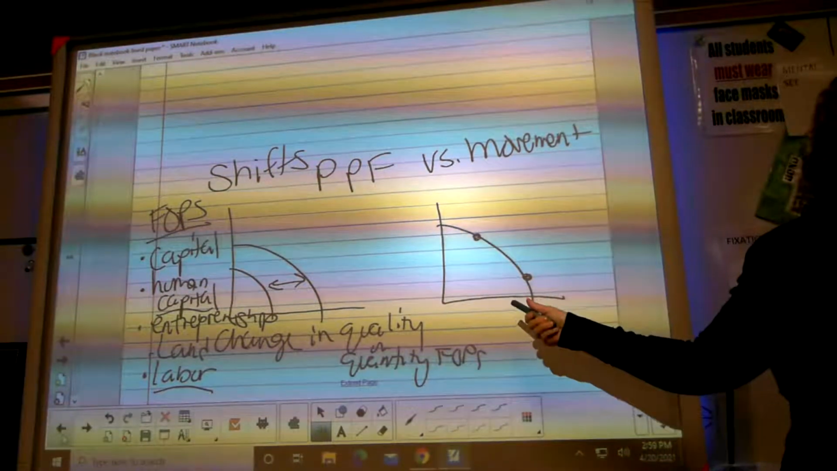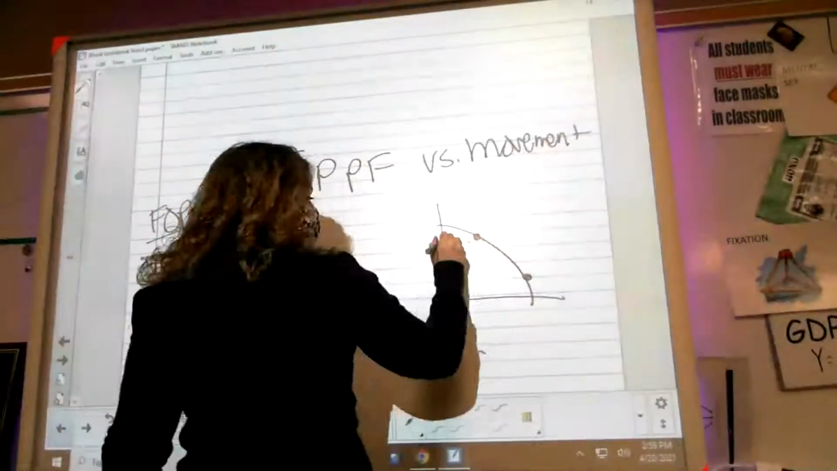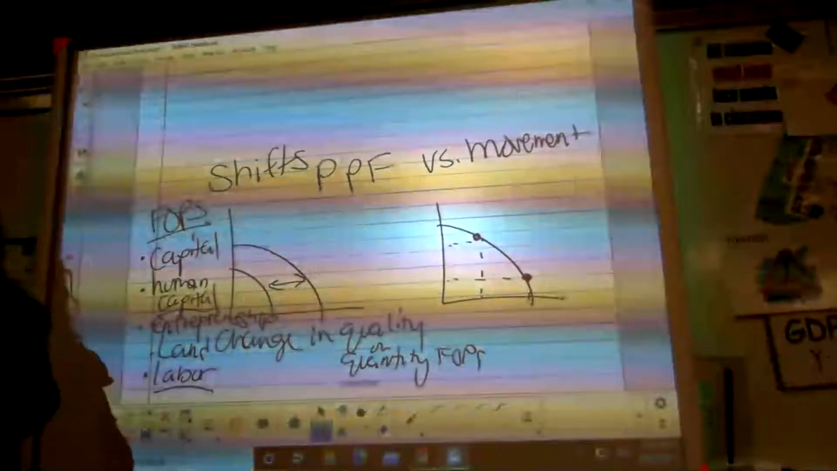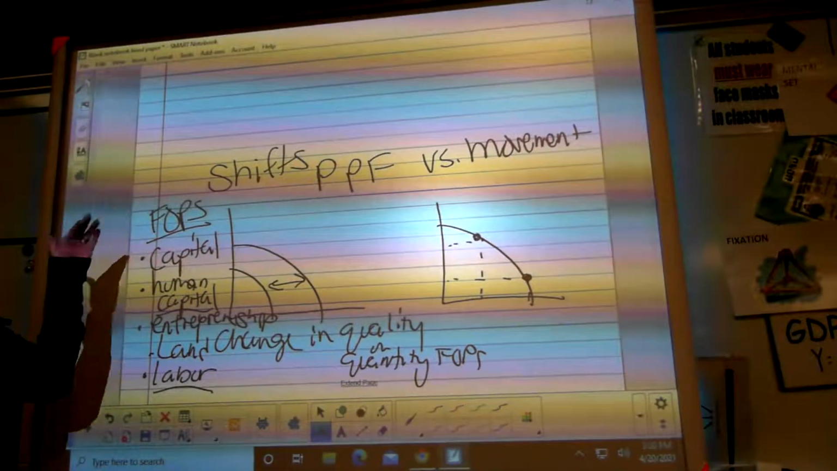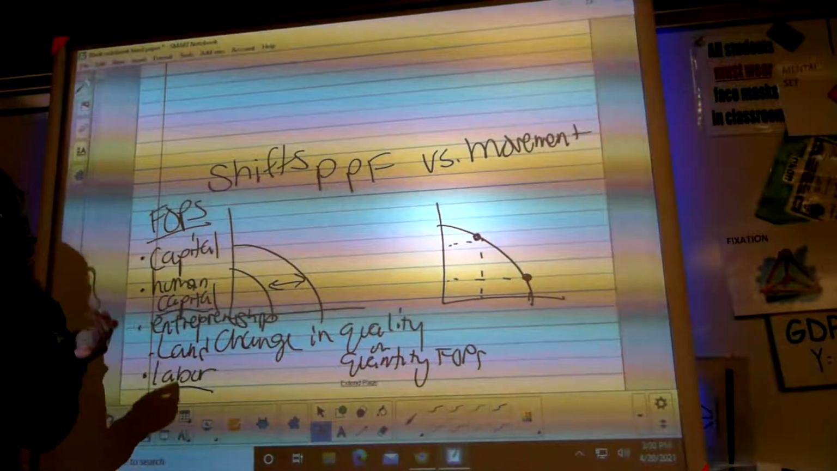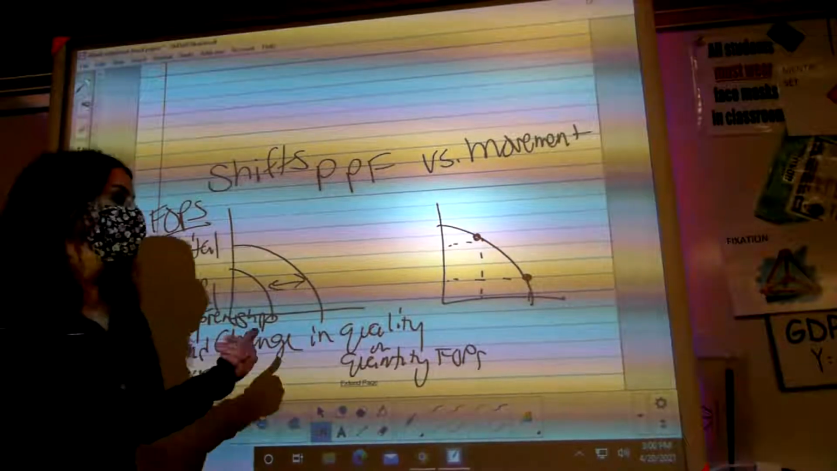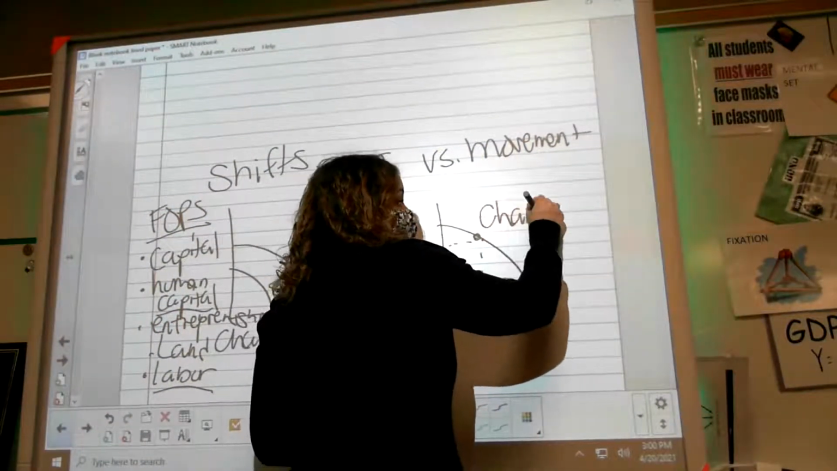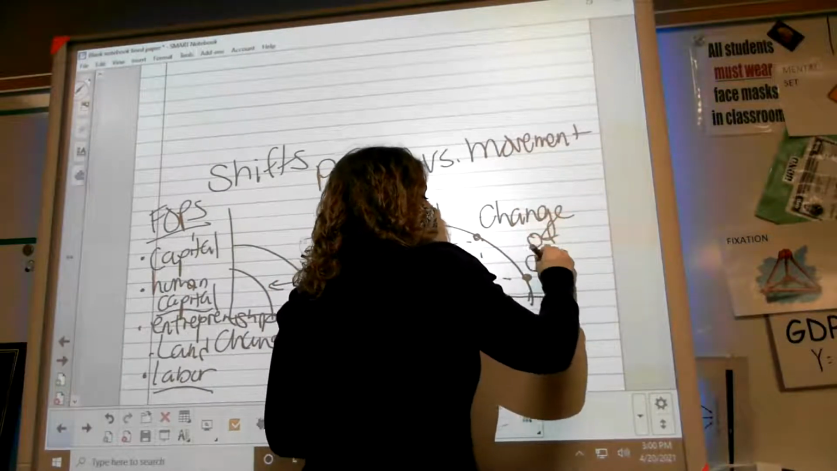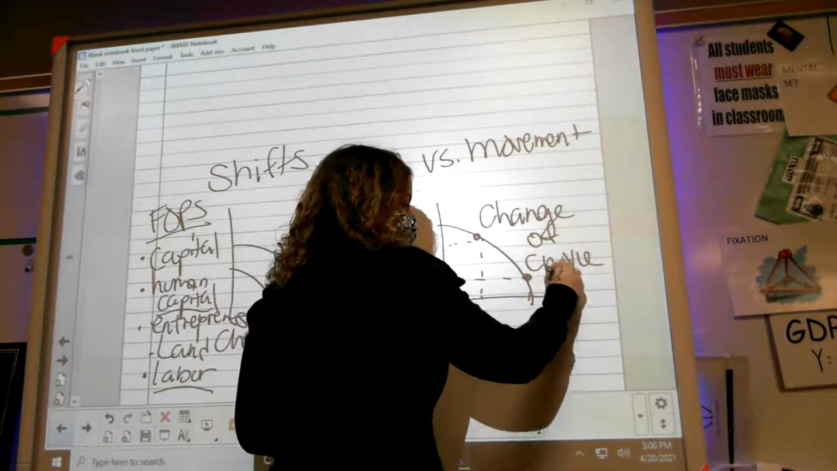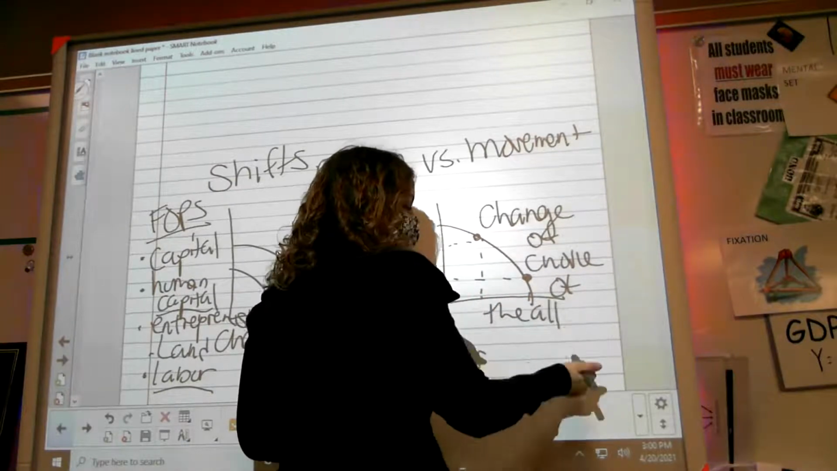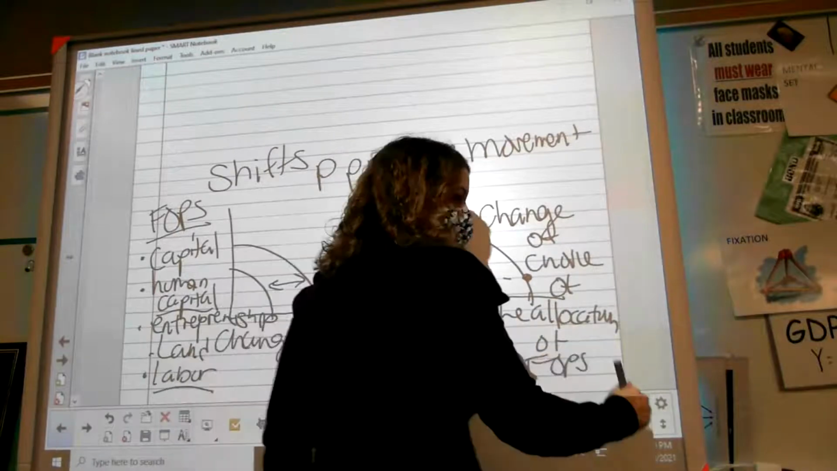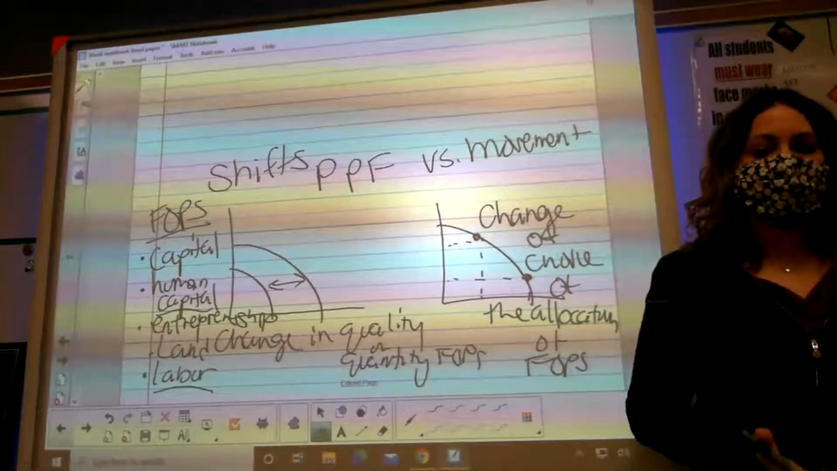So how's that different than a movement? What is changing here, to go from one point to another point? That's the distribution of what you're deciding to do. Yes, I have the same amount of resources. How I use them is going to be different. So it's basically a change of choice of how you use those resources. It's a change in choice of the allocation of the FOPs. I don't have any more resources. I'm just changing how I use them.